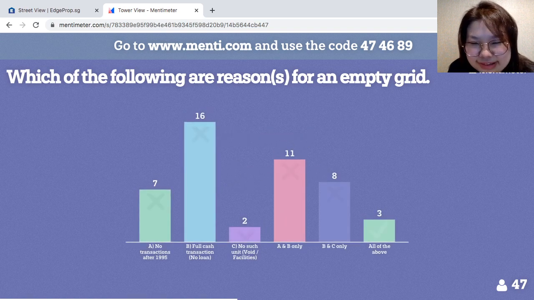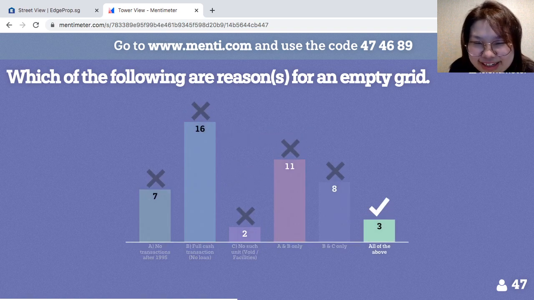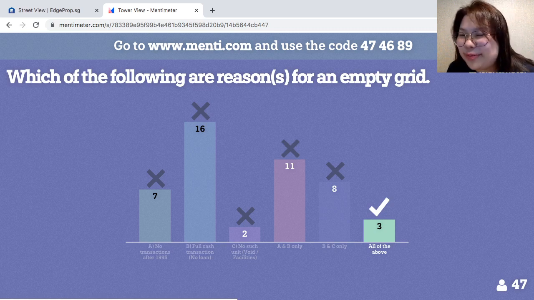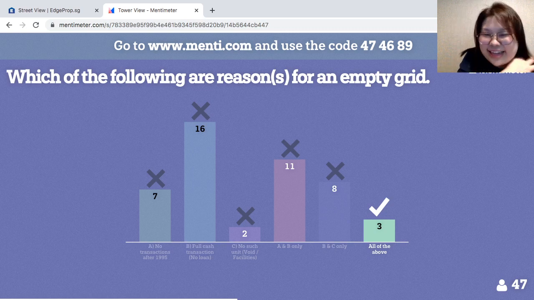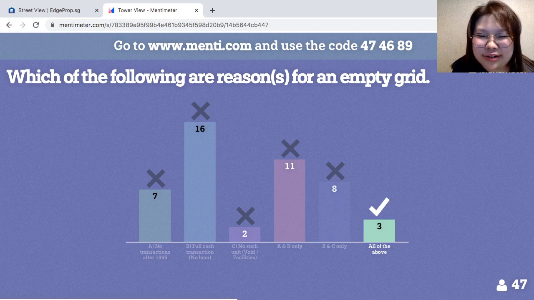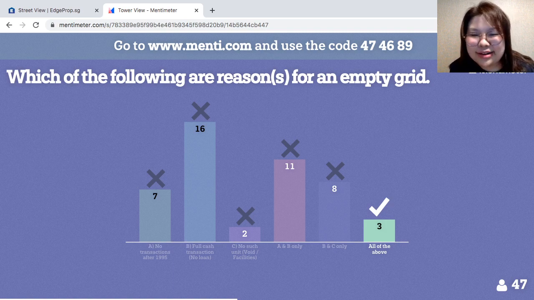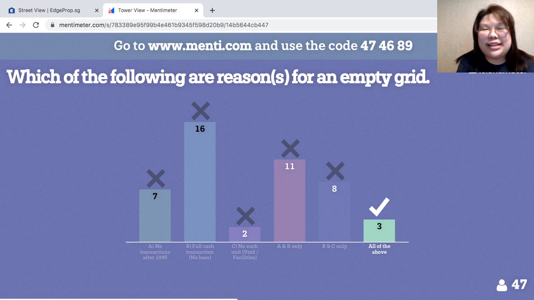Wow. Dun dun, what happened? All fall into my little trick here. I know that I mentioned no transactions after 95 a lot of times. I also mentioned full cash a lot of times. No such unit, I only mentioned it, I think, about once. So technically all of you are correct, just whether you got all the reasons or not. The answer is everything, A, B, and C.